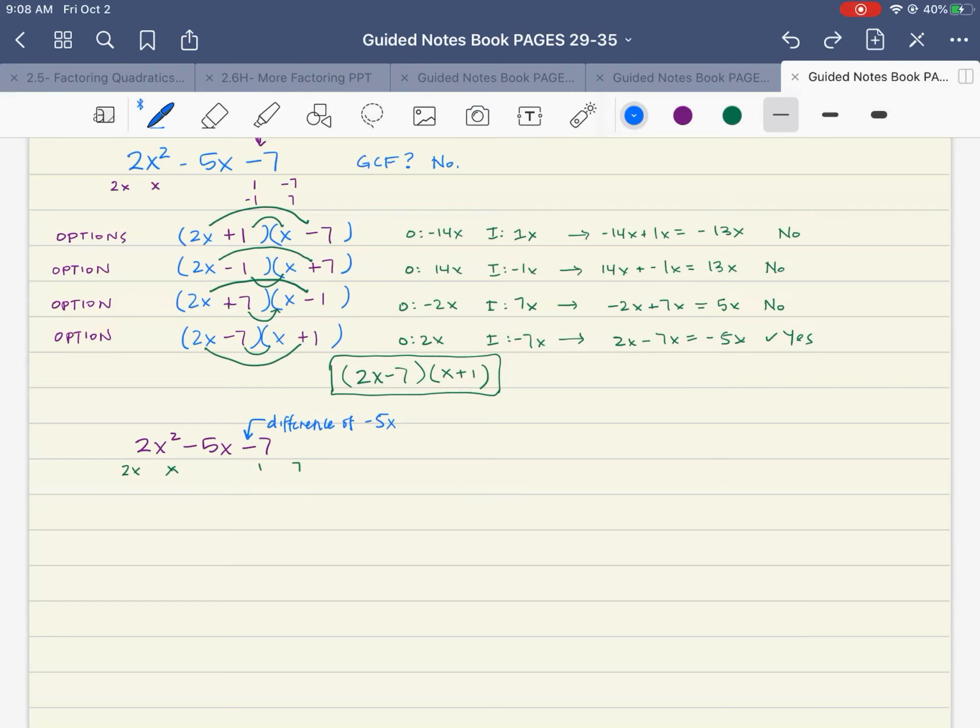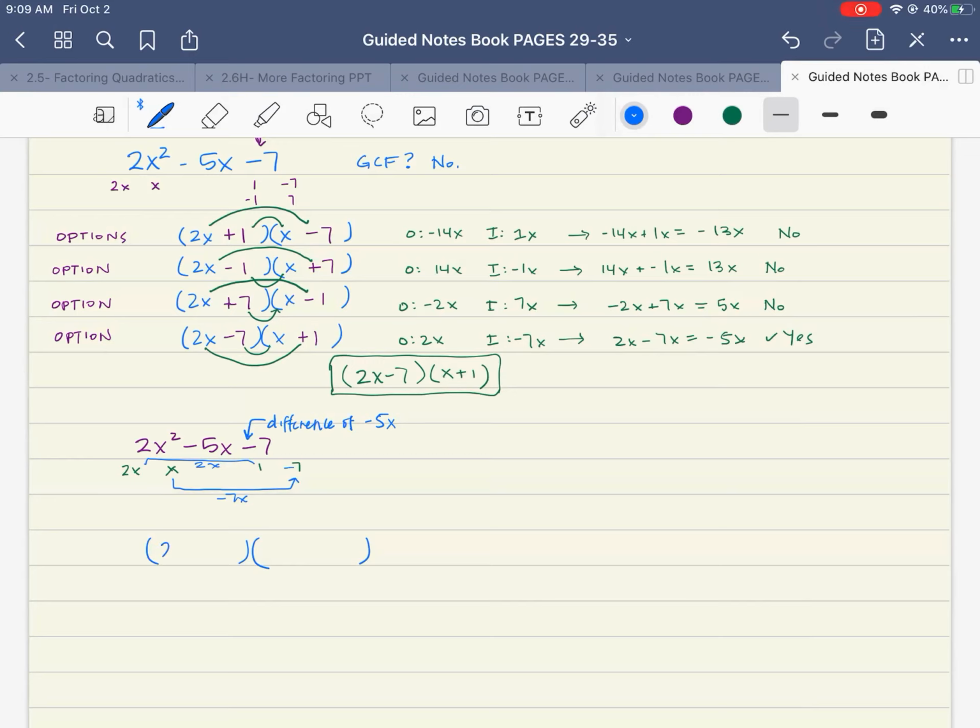and subtracting 1 doesn't get me even close to 5. So instead of matching the x with the 1, I try the other two together. So this time I do the x times 7, which is 7x, and then I do the 2 times 1, which is 2x. Now in that case, we want a difference of negative 5x, so that means the 7x needs to be the negative, which means the 7 has to be the negative.